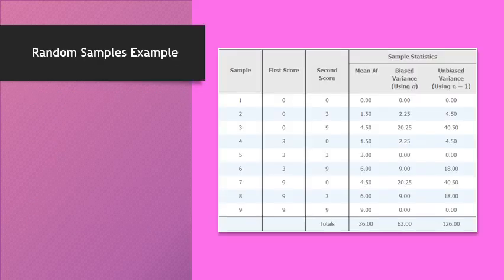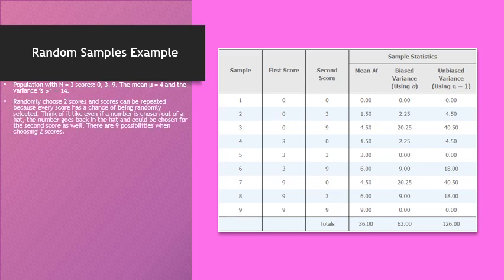So let's look at some random samples example. Say you have a population with 3 scores, a 0, a 3, and a 9. The mean is 4, and the variance is 14. You're going to randomly choose 2 scores, and scores can be repeated because every score has a chance of being randomly selected. Think of it like if a number is chosen out of a hat, and then you put the number back in the hat, it could be chosen for a second time again.